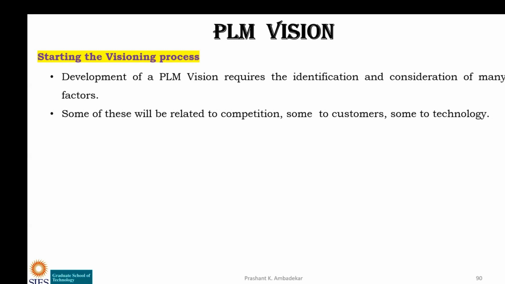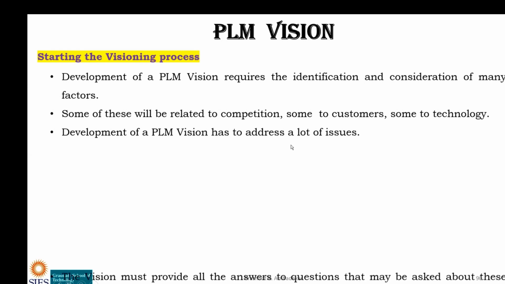Sometimes vision can be developed because organizations feel the need to get control of the product. Maybe they feel that the product is not doing good, so they need to develop the vision. So there are a lot of questions that need to be asked while starting the visioning process. Development of a PLM vision has to address a lot of issues.